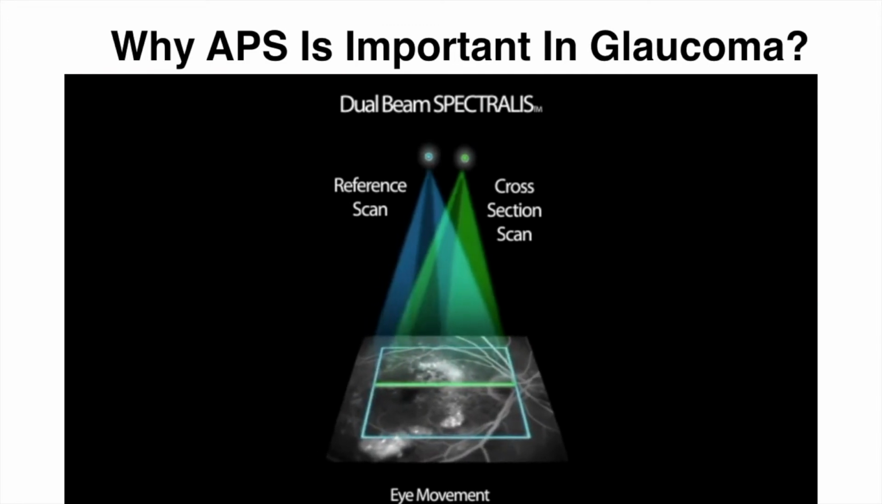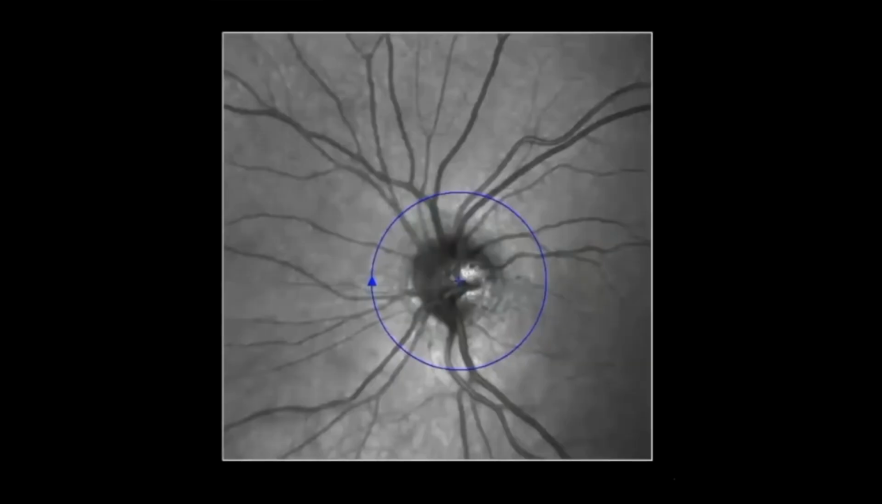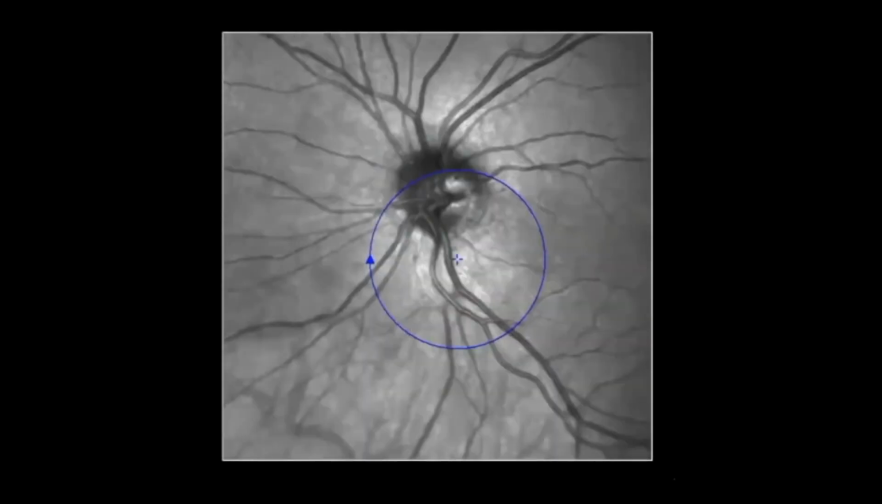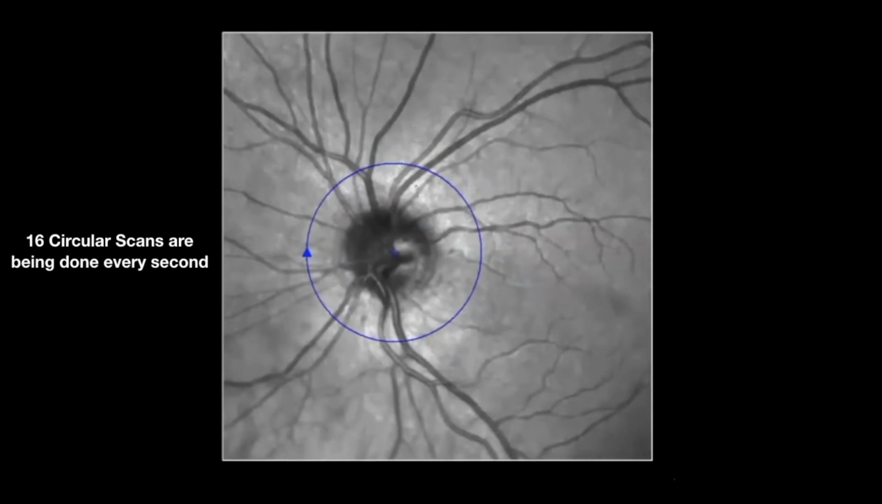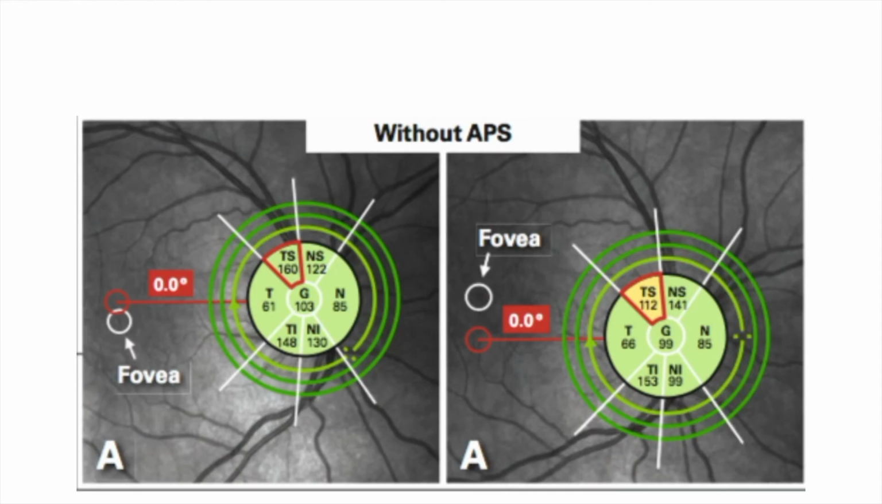Anatomic Positioning System technology can pick up glaucomatous progression at the level of 1 to 2 micron difference between two visits with live tracking. 16 circular scans are being done every second, and every circle has to match with the optic nerve head, thus automatically correcting if there is eye movement.